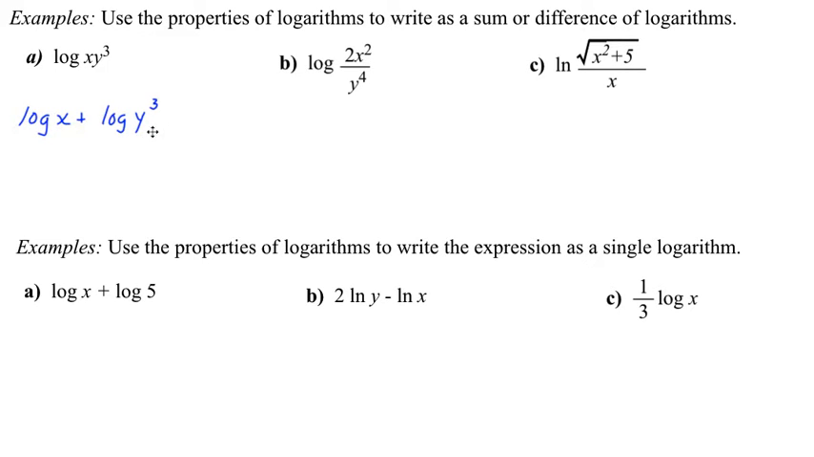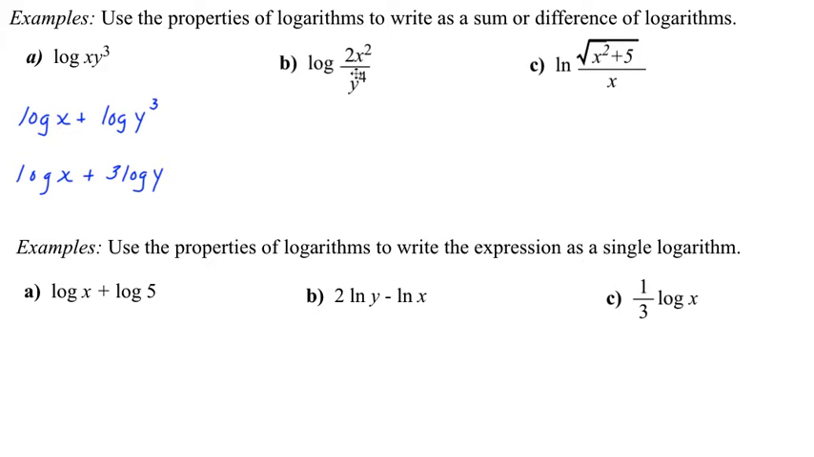But now we can use the exponent rule to simplify the logarithm of y cubed. And remember, that said that whatever the exponent is just comes out front. So we have the log of x plus 3 times the log of y. And that's all we do to write that as a sum of logarithms.